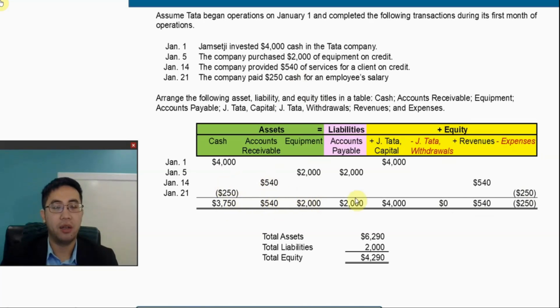And if you look at the liability and equity side, the account payable is at 2,000, so that's the only item for total liabilities. And for equity, which combines four components, 1, 2, 3, 4, altogether they would add up to 4,290. So if you add total liabilities to total equity, that would be exactly the same amount as total assets.